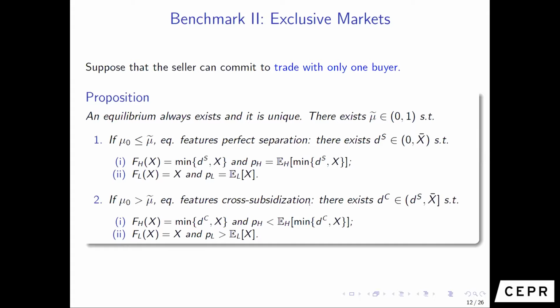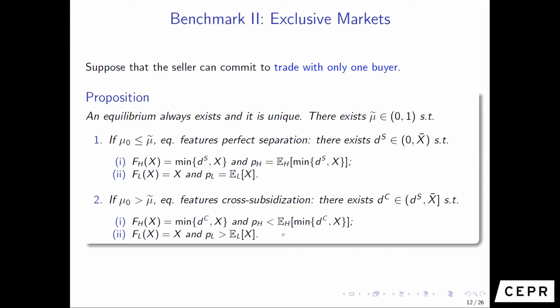The security issued is still a debt contract. The high type, again, will issue that debt contract. The main difference is that the price of this debt contract is higher than in the separating one. So the high type is issuing more, but at a price below her valuation, while the low type always sells everything, but now gets a cross-subsidy from the high type. So this is important. I'll come back to this when I compare it to the results in non-exclusive markets.